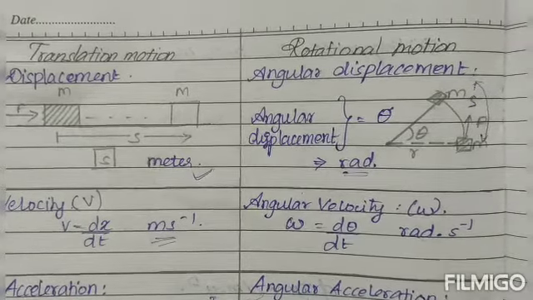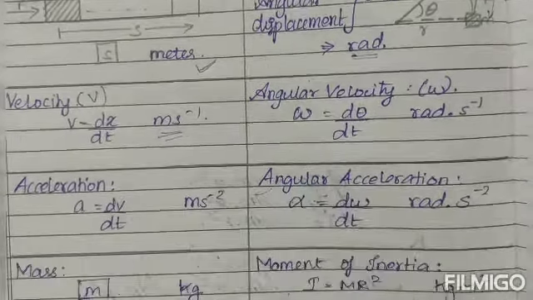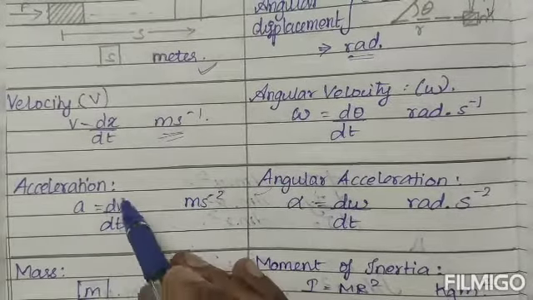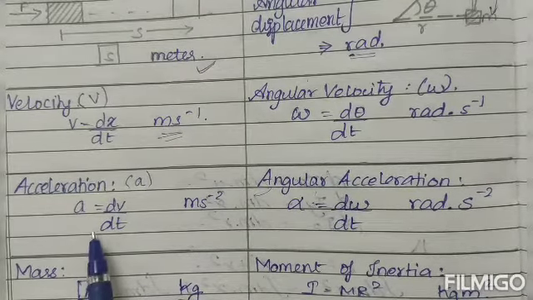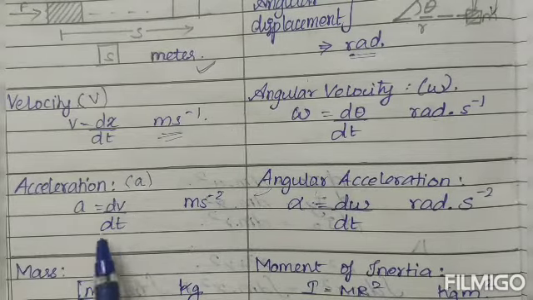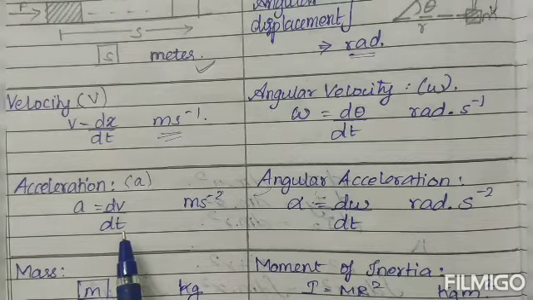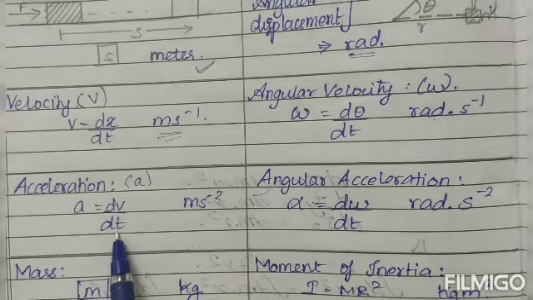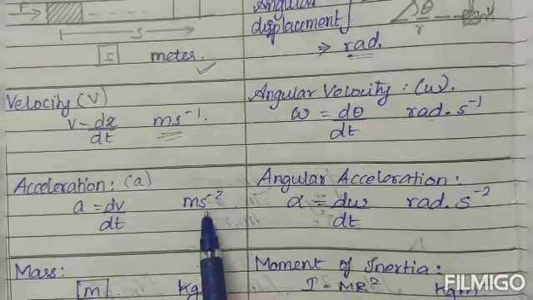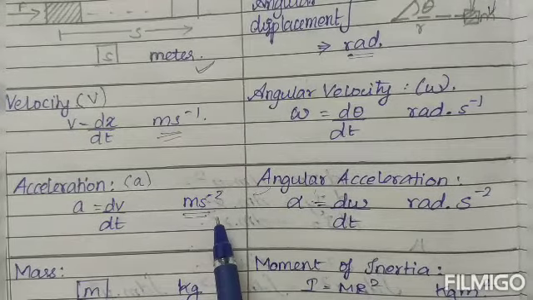Next content is acceleration. Please listen. Acceleration we generally mention by the letter A. In the linear path, the rate of change of velocity is acceleration, so acceleration is equal to dv divided by dt, change in velocity divided by change in time. The velocity unit meter per second divided by time unit second, so we write meter per second square. This is the acceleration unit.